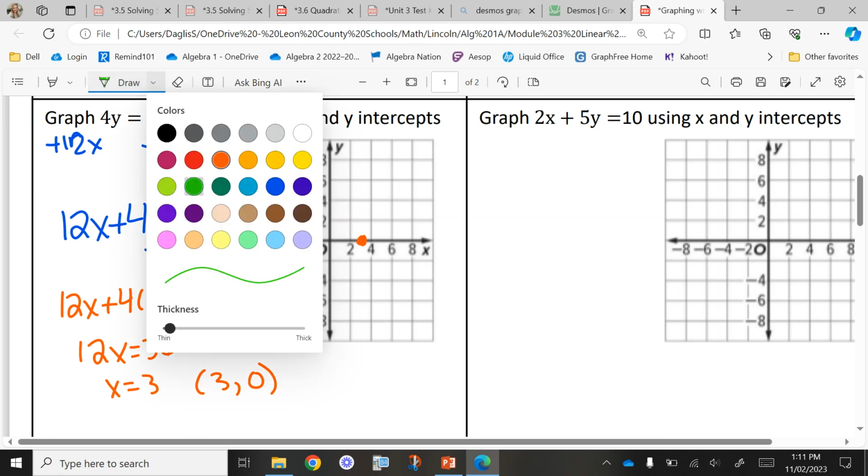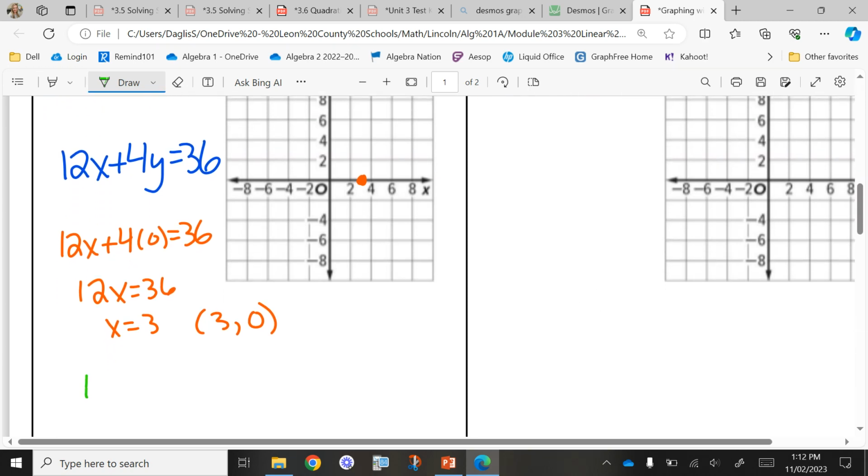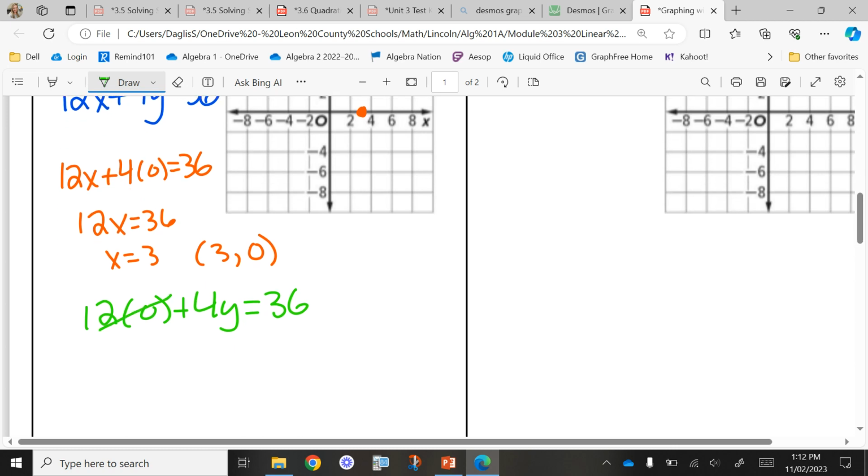I'm going to do green. Switch it up. Okay, now I want my y-intercept. To get my y, what do I make 0? The x. So 12 times 0 plus 4y. Some of you are catching on to some shortcuts. So that cancels. We have 4y equals 36. Divide both sides by 4. And we get y equals 9.